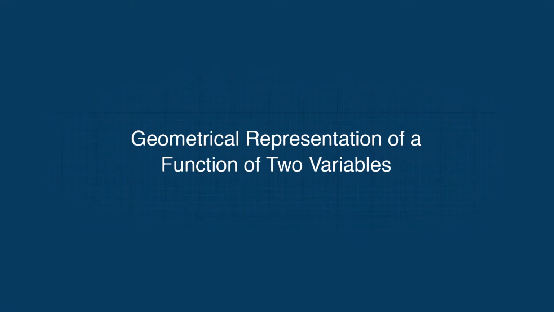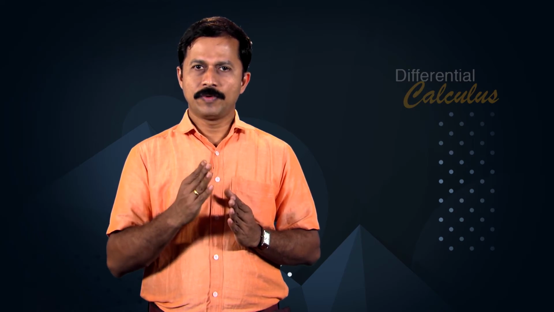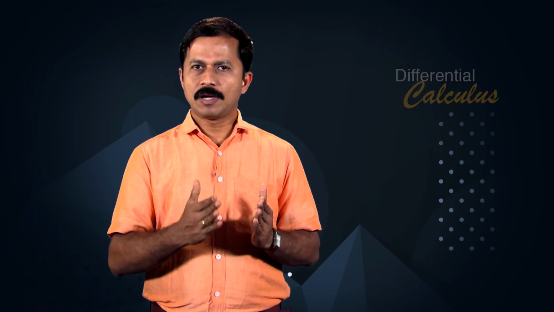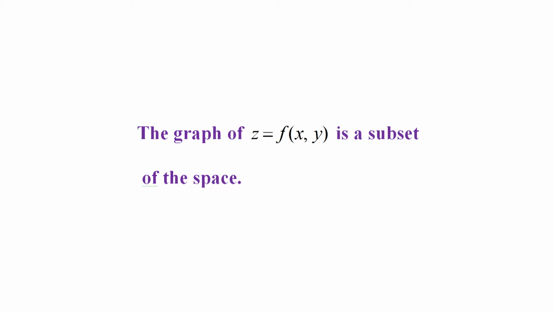Geometrical representation of a function of two variables. Consider z = f(x, y), a function of two variables. Then the domain of f, denoted by D, is a subset of the plane. To each point (x, y) in the domain D, there corresponds a value of z given by z = f(x, y). Now, we consider a triplet (x, y, z) where z = f(x, y). From the Cartesian geometry of three-dimensional space, we know that a triplet (x, y, z) of real numbers corresponds to a point in space. Hence, by the definition of graph of a function, it follows that points in the graph are points in space. Hence, the graph of f is a subset of space.